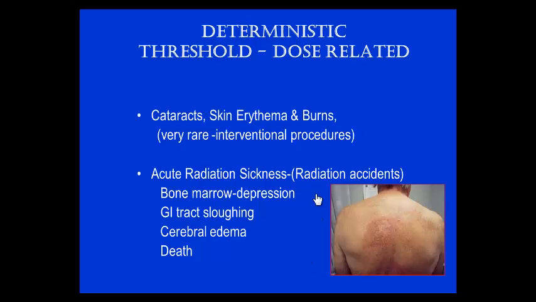But in terms of deterministic effects, those are dose related, and fortunately we don't really see those in what we're doing with diagnostic studies. There are some very rare events where someone can get a skin erythema from a procedure. This person had a heart catheterization and had a lot of radiation to the skin, but these other ones, radiation sickness, has to do really with radiation accidents, and those have to do with things like bone marrow and GI tract. So really the deterministic effects are very high dose effects.